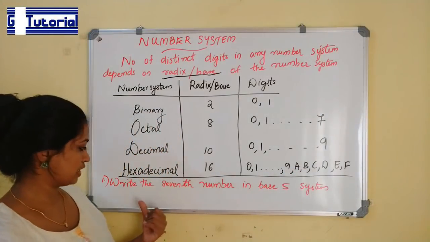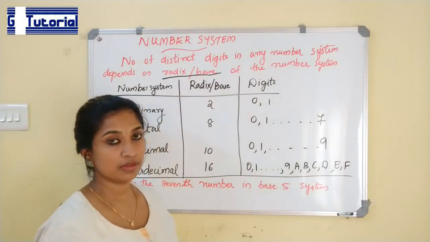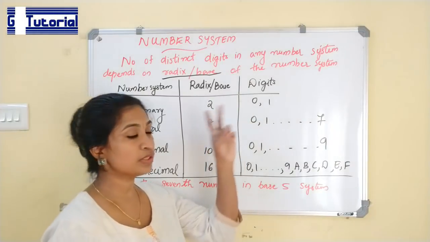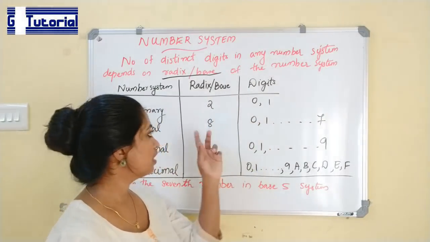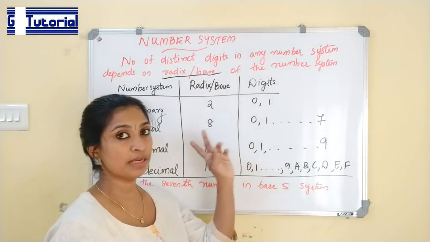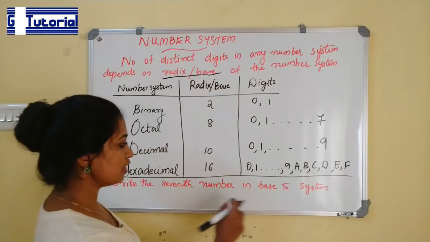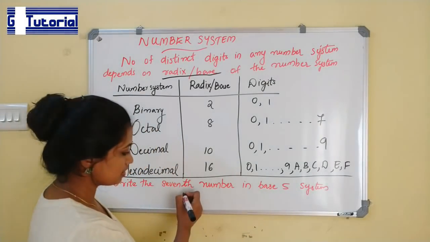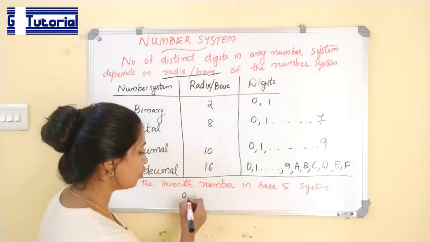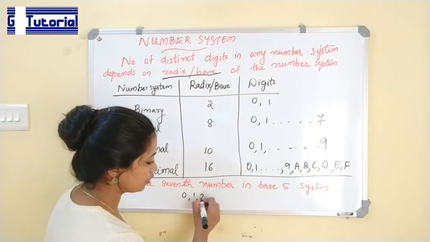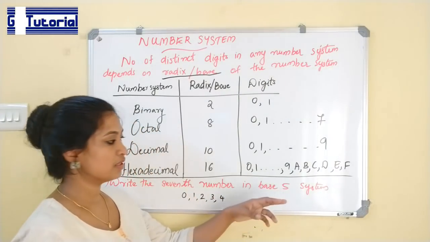Now we can see a question. Write the 7th number in base 5 system. In base 2 system we are using 2 digits. We should start from 0. So 0 and 1. In octal, 8 numbers. 8 is the base or radix. So 0 to 7. So here the base is 5. So the numbers are from 0 to 1 less than 5, that is 0 to 4. So 0, 1, 2, 3 and 4 are the numbers used in base 5 system.